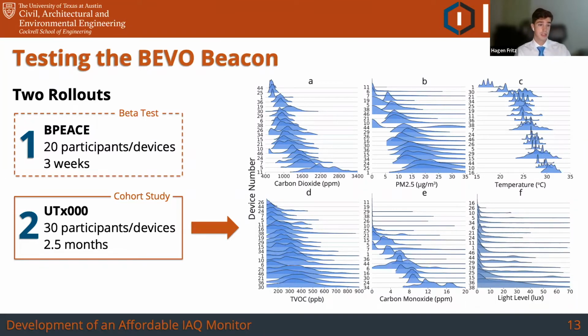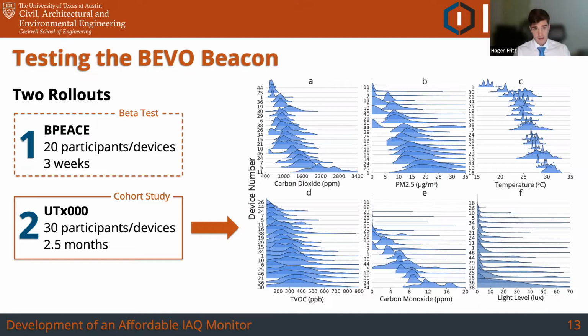And we can do these really lengthy studies, right, 2.5 months, with 30 participants, versus if we used a reference grade, we could only do maybe 1 week or a couple of days in 1 participant, and then we'd have to keep moving the devices around. It gets very challenging, whereas we can just do this in 1 fell swoop.